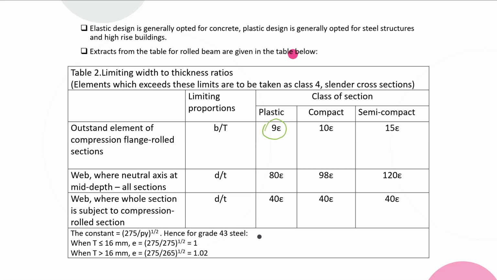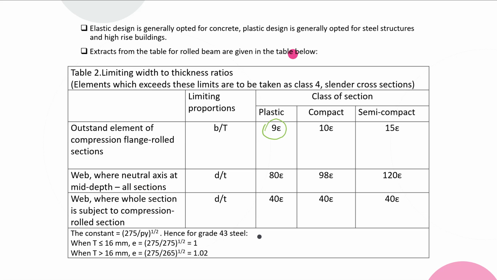Okay, doesn't matter whether you get 9 constant, 10 constant or 15 constant, as long as it is within this range, it means the section is not slender. And another thing is where the whole section is subject to compression, for the roll section, for D over T. So for D over T we have 2 choices here.